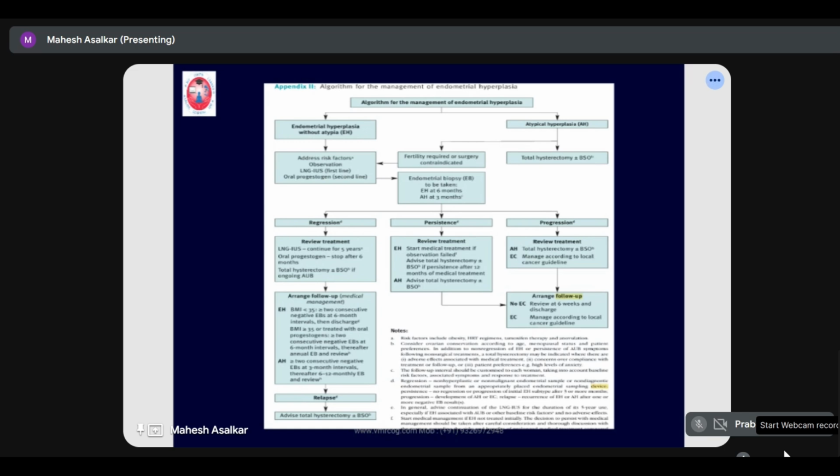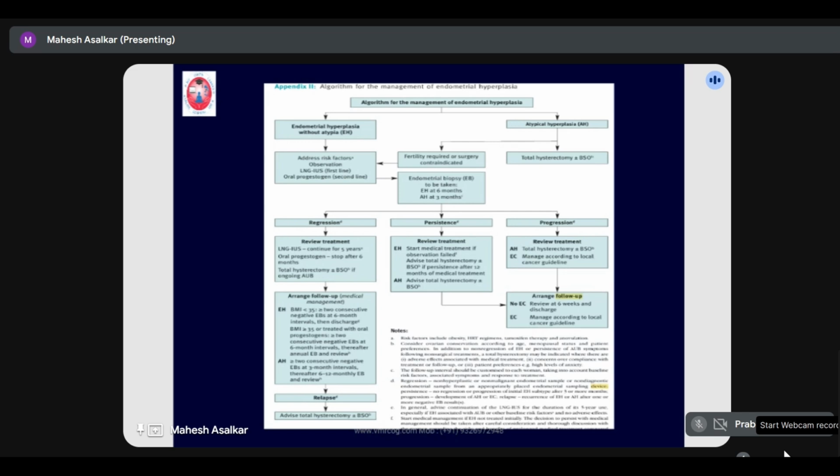Is it clear? Yes, sir. So look at the flow chart. On the left side, there is endometrial hyperplasia without atypia. We are going to address the risk factors. Observation is one modality which is available, but the preferred first line is LNG IUS, second line is oral progesterone. Now on this treatment, surveillance is indicated. In cases of endometrial hyperplasia without atypia, it is 6-monthly surveillance. EH is 6-monthly, AH is atypical. Atypical will require 3-monthly, that we are not going to discuss today.